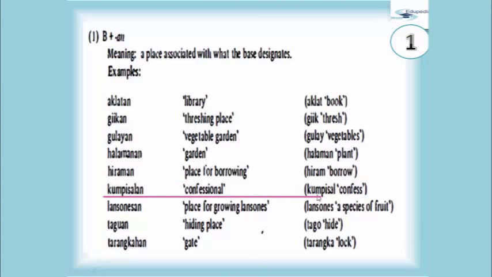kumpisalan, confessional, kumpisal, confess; lansonesan, place for growing lansones, lansones, a species of fruit; taguan, hiding place, tago, hide; tarangkahan, gate, tarangka, lock. So as you can see, we have the bases in the third column: aklat, giik, gulay, halaman, hiram, kumpisal, lansones, tago, tarangka. And on the other side, in the first column, we have the words with -an at the end, which designates the place.